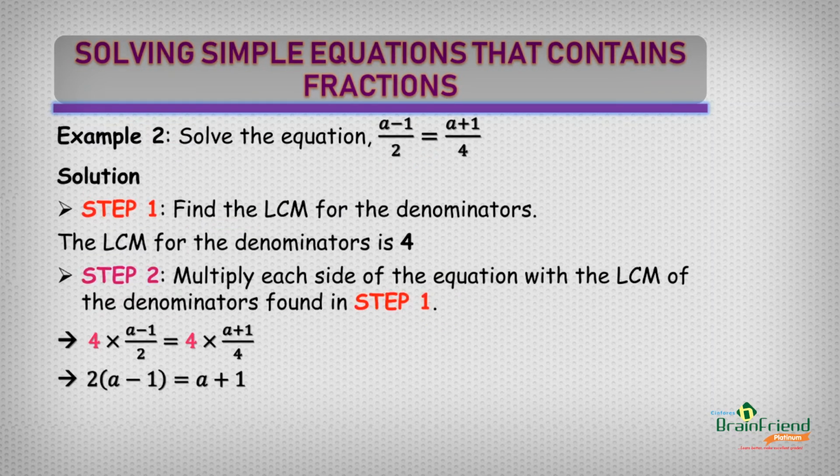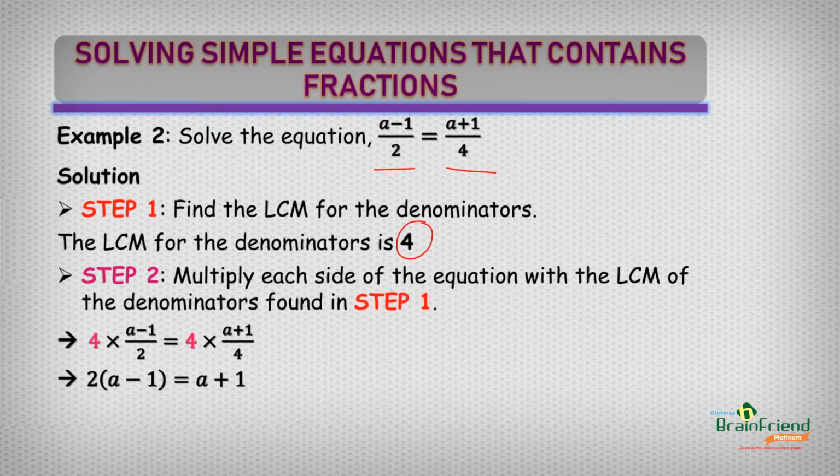Let's try out another example. Now solve the equation a minus 1 over 2 is equal to a plus 1 over 4. Now step 1, we find the LCM for the denominators. Our LCM here is 4. Step 2, we multiply each side of the equation with the LCM found in step 1.